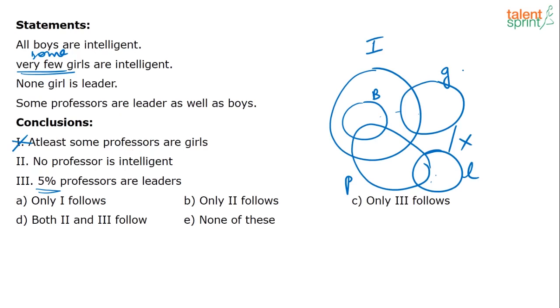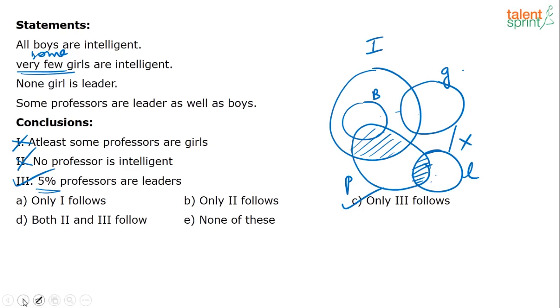No professor is intelligent. False, right? Why? Because some professors are boys and all boys are intelligent. So definitely some professors are intelligent. You see there is an overlapping here. So this is also not true. 5% of professors are leaders. Yes, definitely some professors are leaders. So only conclusion 3 follows. So only 3 follows, that is option C. Okay. Everybody got it? Yeah.